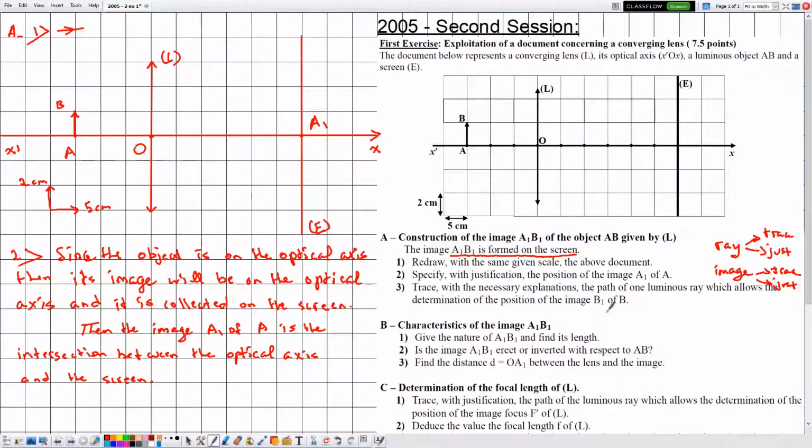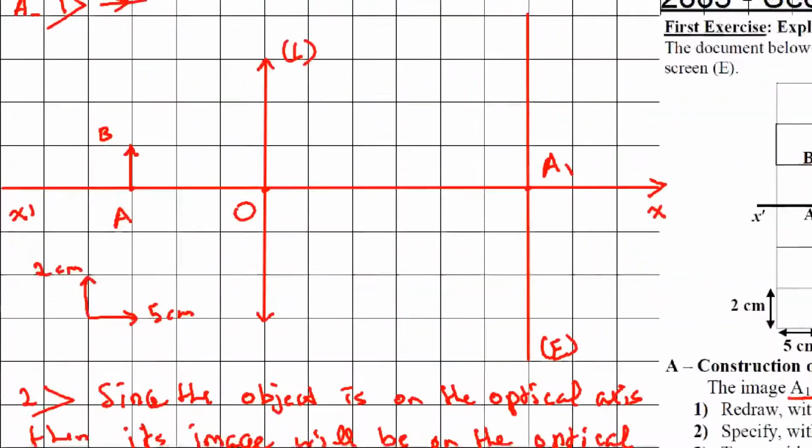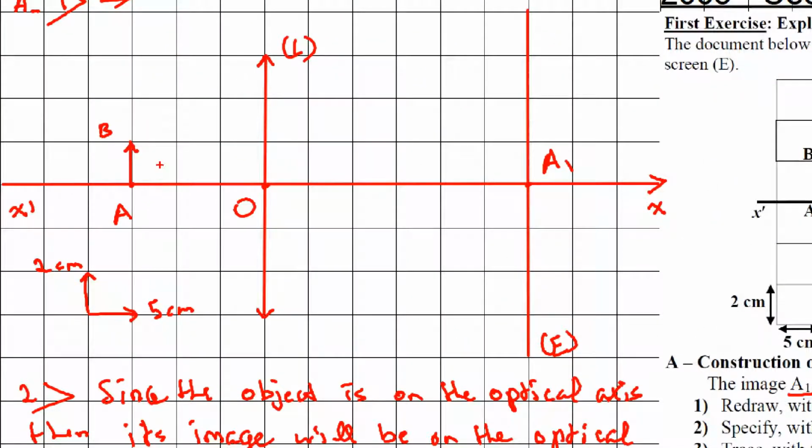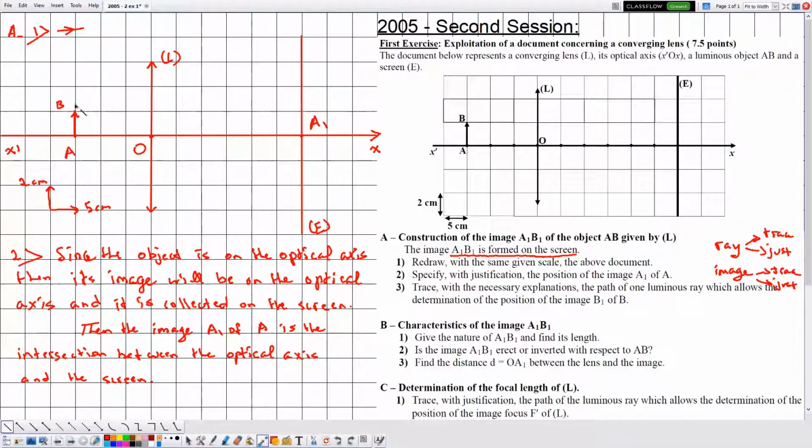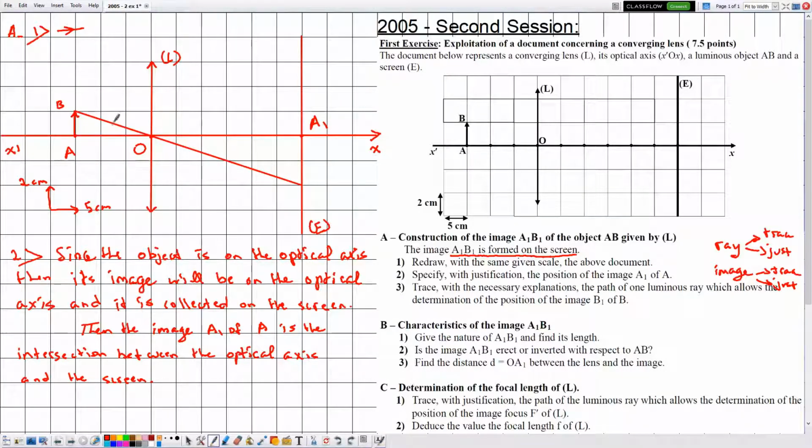Okay, so the path of one luminous ray, because we need to determine the position of the image B1 of B, this ray must be issued from B. Now we know how to draw 3 particular rays issued from B, but in this case we don't know the position of the object focus and we don't know the position of the image focus. Therefore the only ray that we can draw issued from B is passing through the optical center, and we know that this ray will emerge without deviation. So this is the tracing of the path of one luminous ray. Now let's justify it.